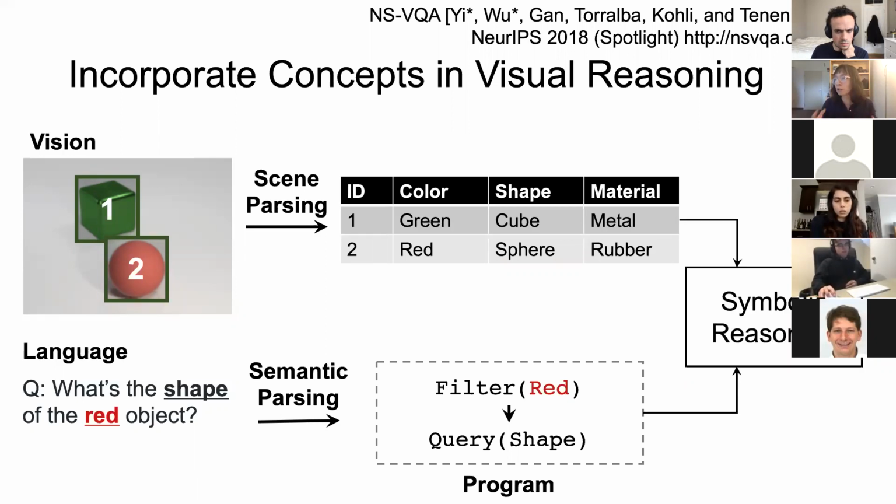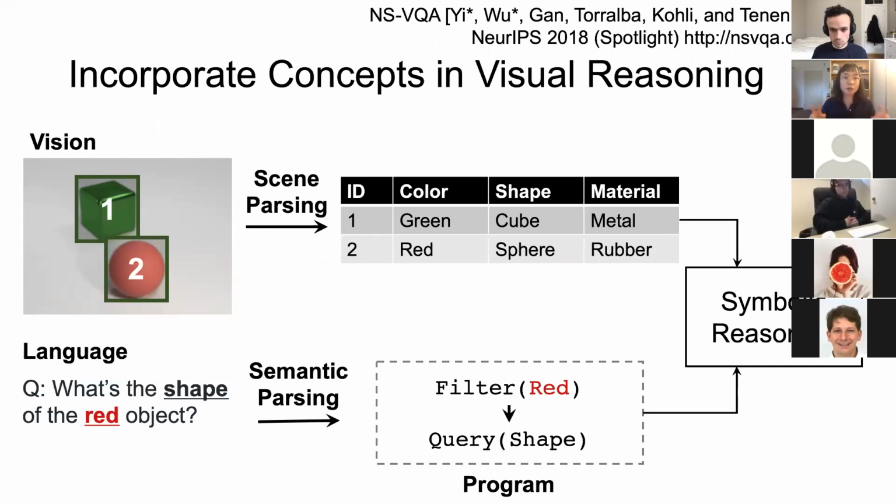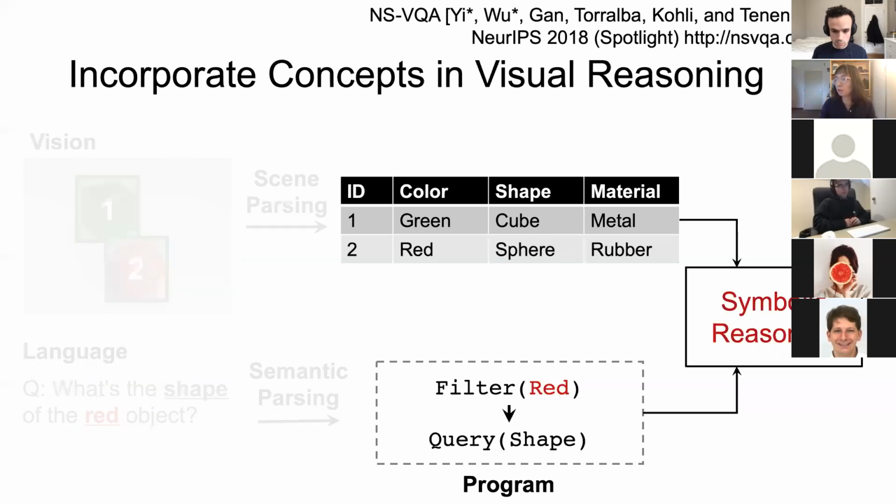Now, given this abstract scene representation as well as the symbolic program, we can just perform a symbolic execution step to answer the question. For example, in this case, the first step, filter red, we just select the object in this scene which has the red color. And to answer the question, we query its shape, which gives us the answer sphere.